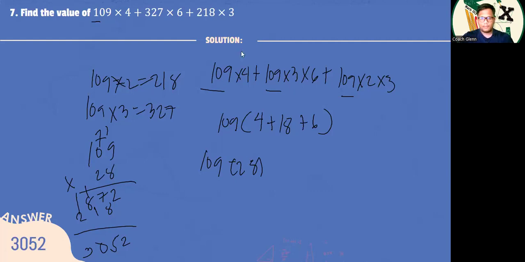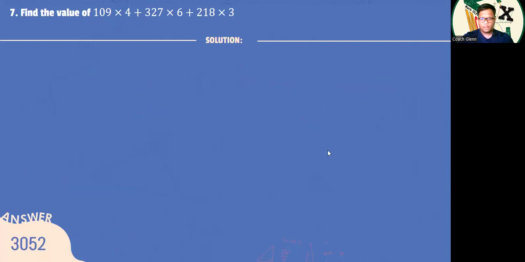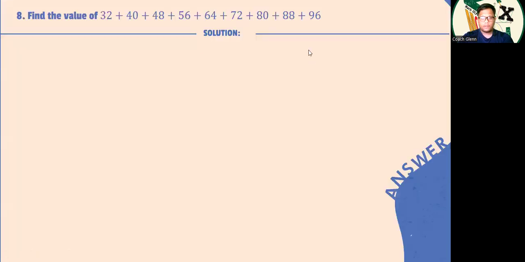Okay, let's have the next problem. Find the value of 30 plus 40 plus 48 plus 56 plus 64 plus 72 plus 80 plus 88 plus 96. So as what we can observe, this is an arithmetic series because each of the terms is obtained by adding 8. Okay, so we can observe 40 plus 8.